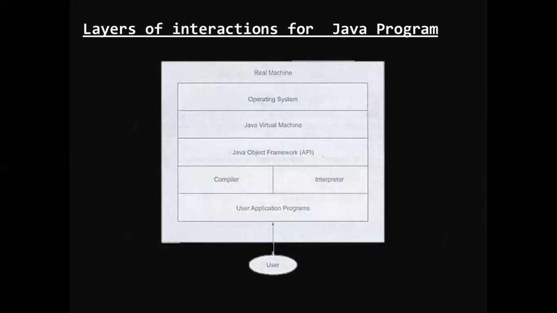Layers of interactions for a Java program. This figure illustrates how Java works on a typical computer. The Java Object Framework, Java API, acts as the intermediary between the user programs and the virtual machine, which in turn acts as the intermediary between the operating system and the Java Object Framework.